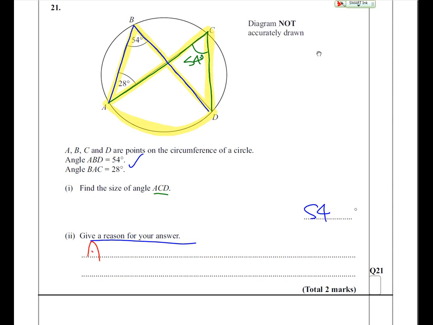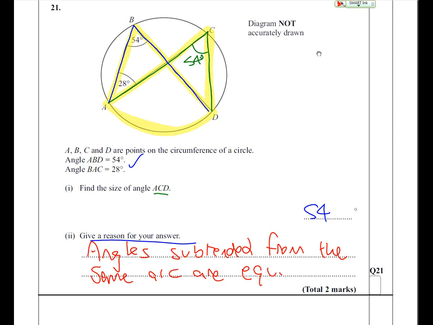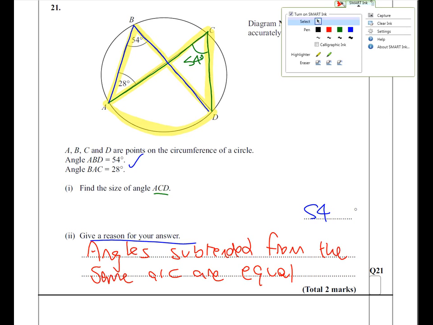So we can write angles, the posh way to say it is angles subtended from the same arc are equal. Okay? If you want, angles on the circumference subtended from the same arc are equal. Okay? Clear?